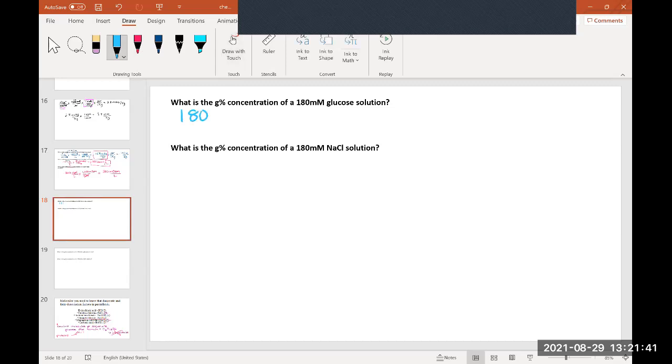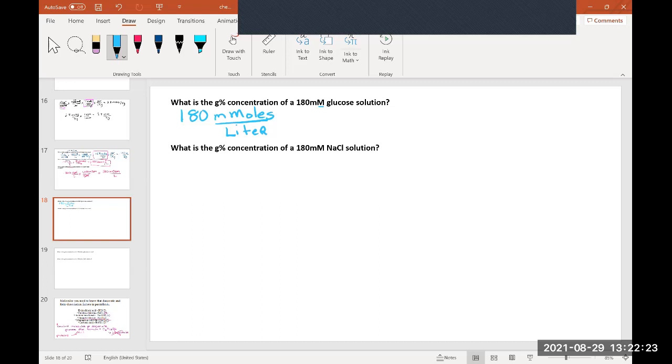We have 180 millimoles. Because it's a capital M, that means per liter of solution. And how did I know that? Based on the capital M versus a lowercase m. You can find this in your lab manual, roughly on page 13, where it says molality is the number of moles dissolved in a kilogram of solvent using a lowercase m. And molarity, uppercase M, is the number of moles of solute dissolved in 1 liter of solution.